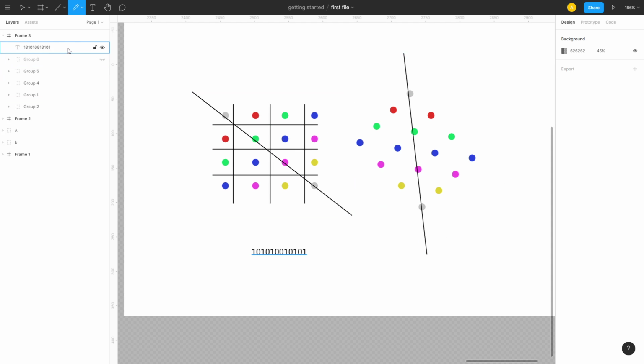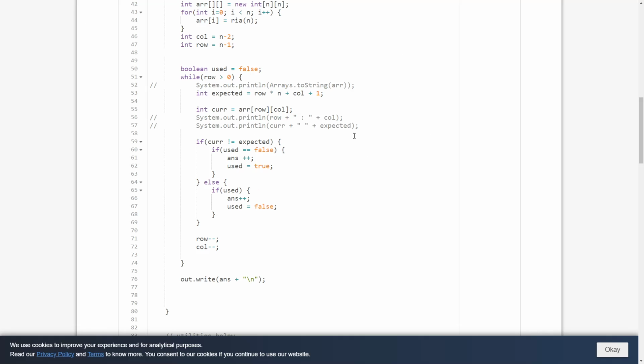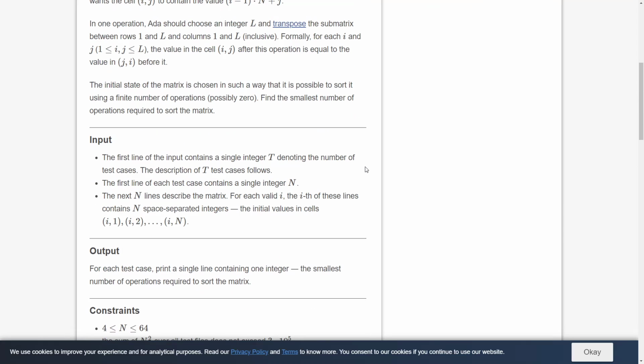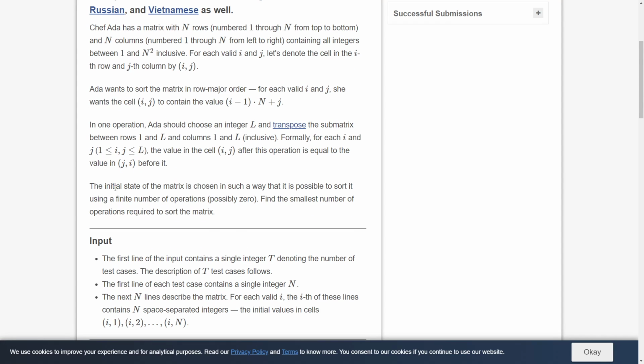But if you think about that, this is how it will happen. So you can transpose this element to here, transpose this element to here, something like that. But you should notice that you can't actually exchange these two numbers. So these two numbers in circle, right? Given the operation we have, we can never exchange these two numbers. So if this was the case, we will never be able to solve it, right? But it is given that it will always be possible. The initial state of the matrix is chosen in such a way that it is possible to sort it. All right, so this is the assumption.